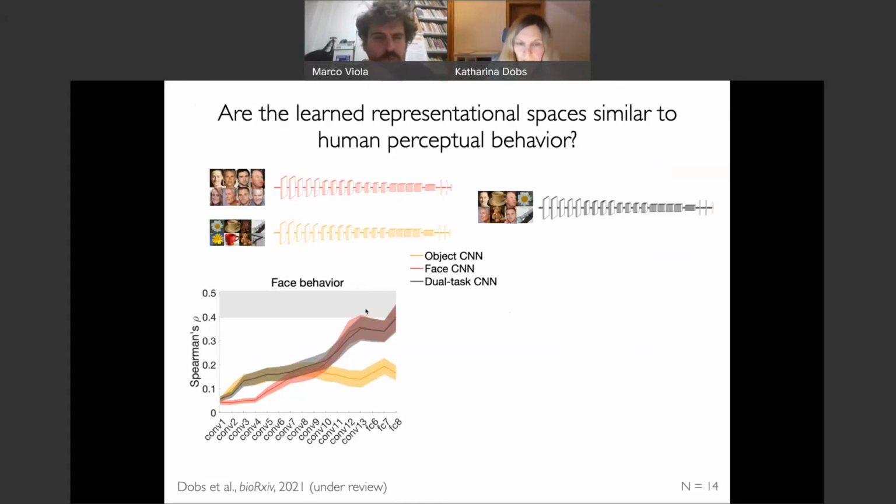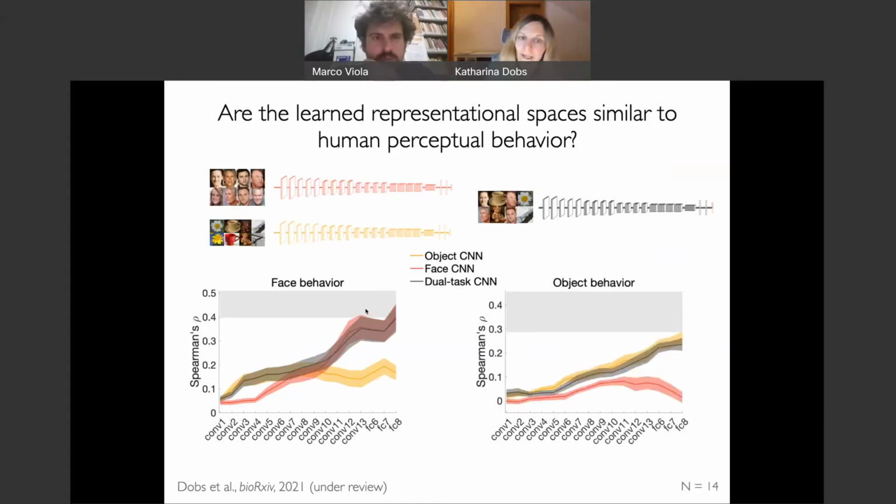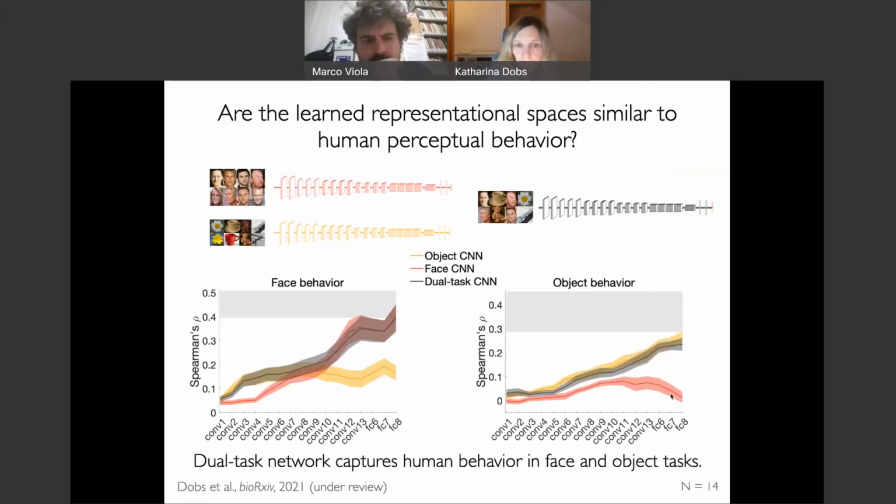But now the cool thing is we can also look at object behavior, and here we find that it also matches human behavior on the objects, following now the object CNN, versus the face CNN cannot explain that behavior. So it seems that the dual task network captures human behavior in face and object tasks.